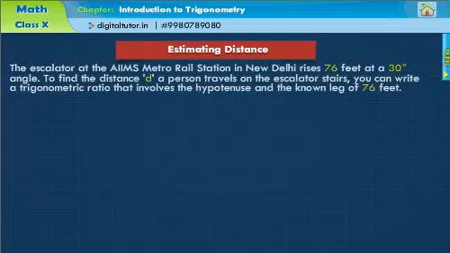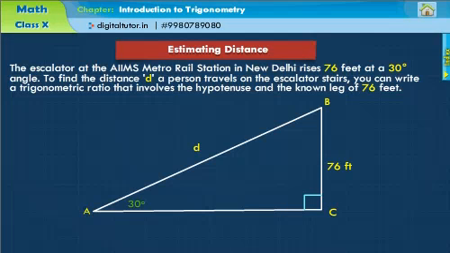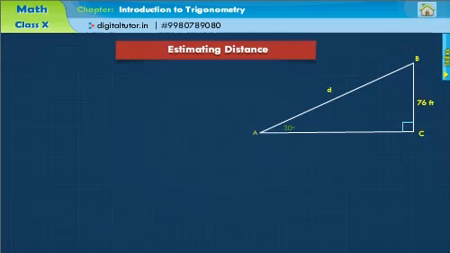Estimating distance. The escalator at the Ames Metro Rail Station in New Delhi rises 76 feet at a 30-degree angle. To find the distance d a person travels on the escalator stairs, you can write a trigonometric ratio that involves the hypotenuse and the known leg of 76 feet. Let's observe the following.